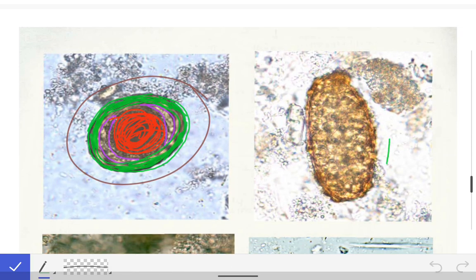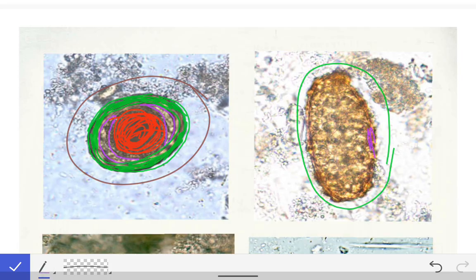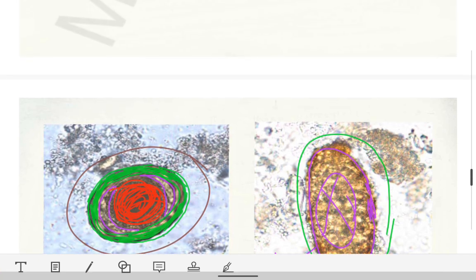See here, it is longer and elliptical in shape, so one feature matches. Then it has a thin coat. See, it has a thin, irregular albuminous coat on the outside. Plus it has an atrophied ovum. This is our atrophied ovum. So all the features match here. So it is the unfertilized egg of Ascaris lumbricoides.